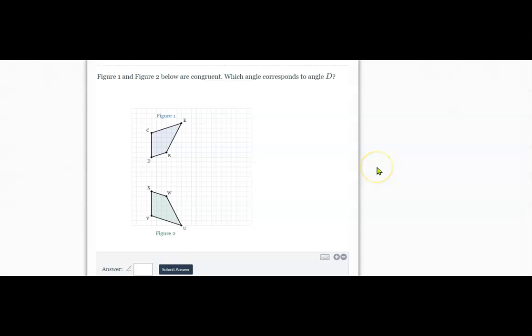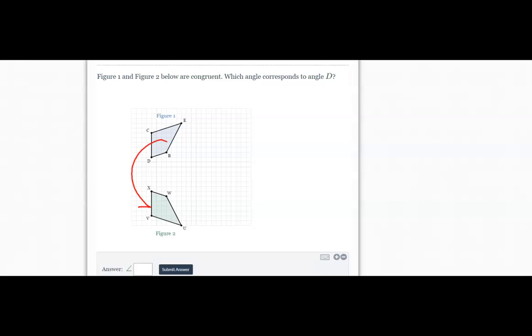Okay, let's take a look. Figure 1 becomes figure 2. This looks like a reflection. So this one's asking about the angle. Which angle corresponds to angle D? So that's angle D on the original figure 1.